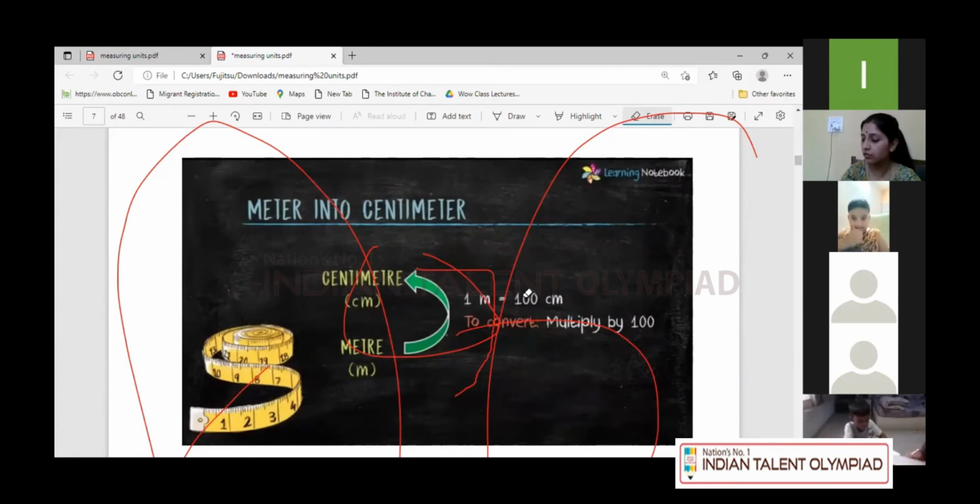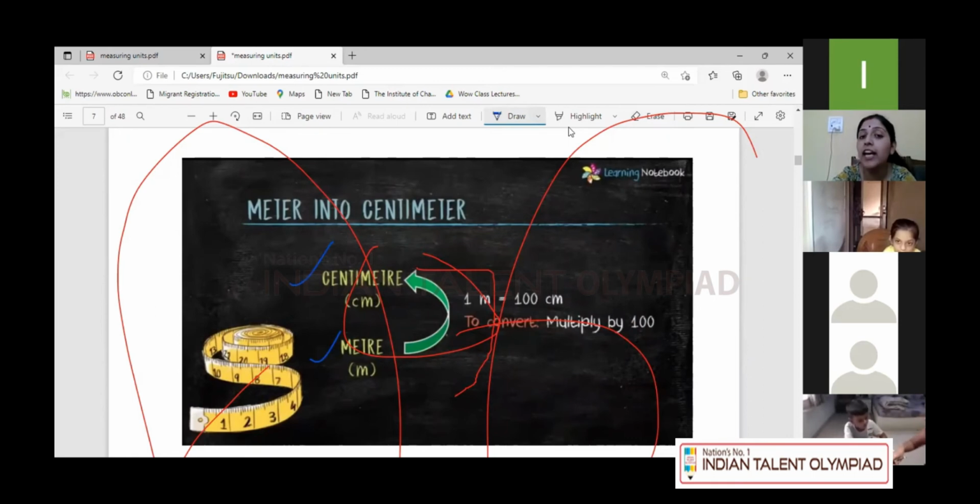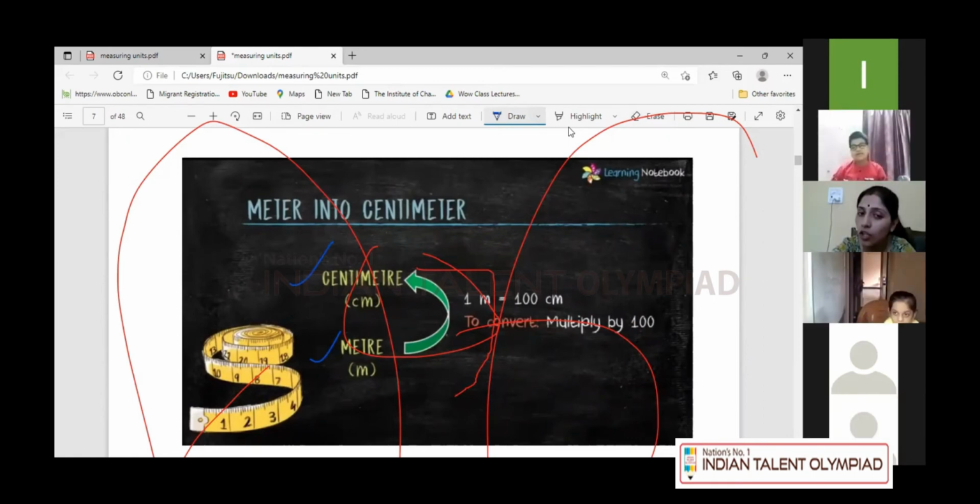Okay. To convert meter into centimeter, we have to multiply. Simply understand this. First, tell me, meter and centimeter: which one is the bigger unit? Centimeter or meter? Meter. Okay, and centimeter is?